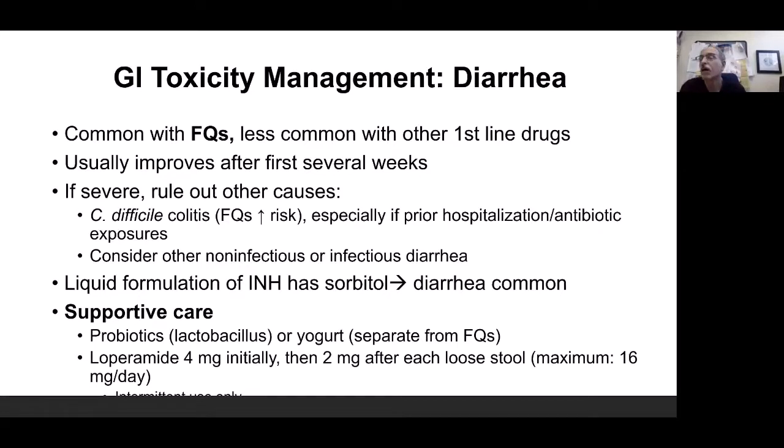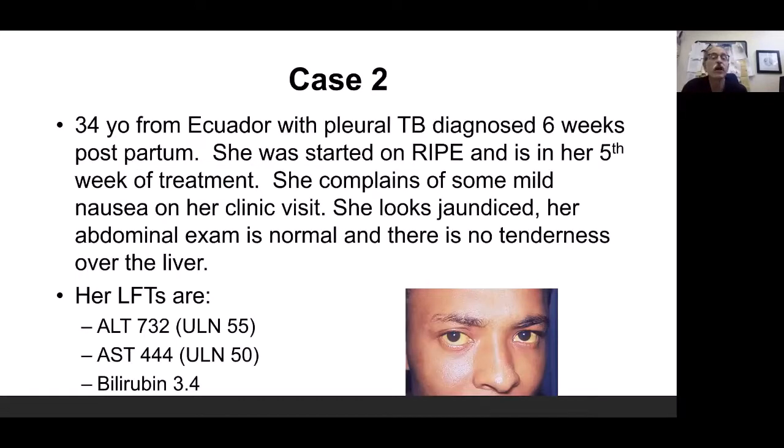All right, so let's move on to our second case. This is a 34-year-old woman from Ecuador with pleural tuberculosis that was diagnosed about 6 weeks postpartum. She was started on 4-drug therapy and is now in about her 5th week of treatment.